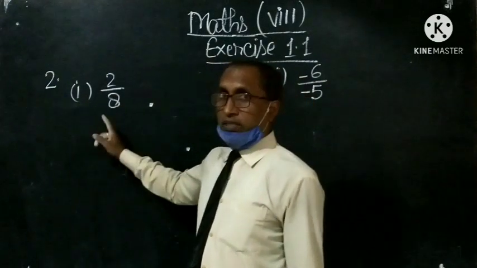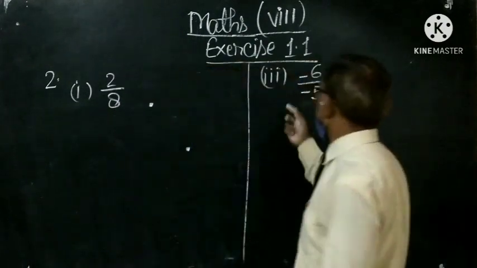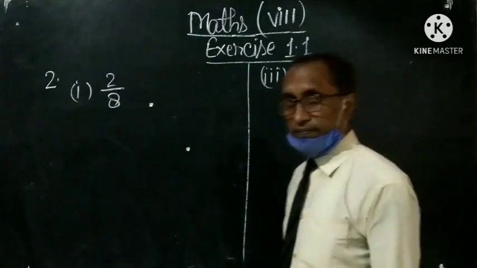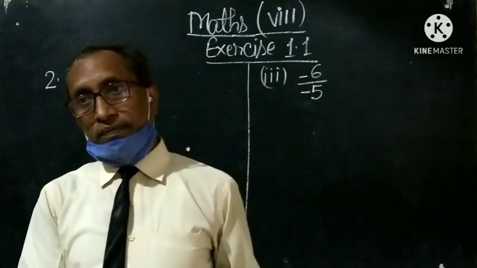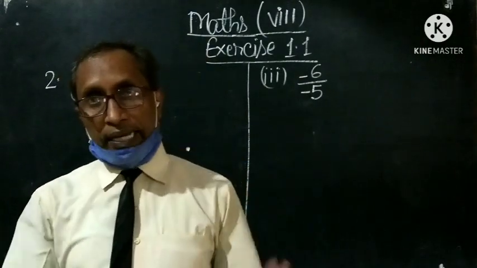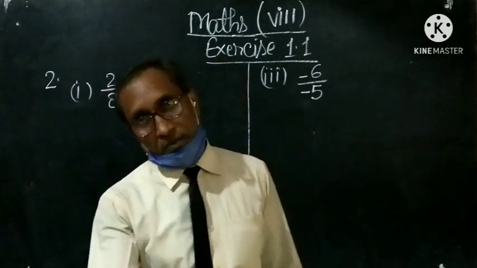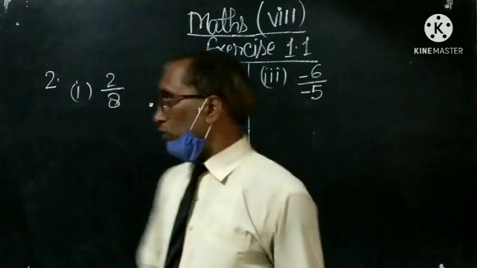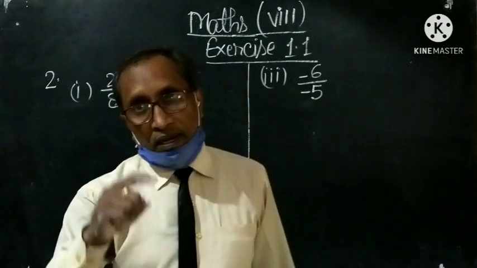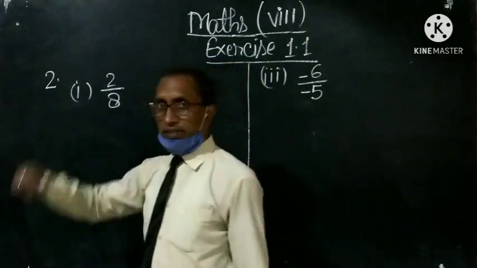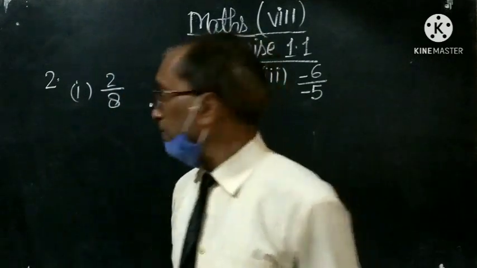Question number 2. Write the additive inverse of the following. First part is 2 by 8. Third part is minus 6 upon minus 5. When you want to write the additive inverse of any integer or any rational number, then you write the negative of the rational number. Like I want to write the additive inverse of 2 by 8, then I put the negative sign before it.